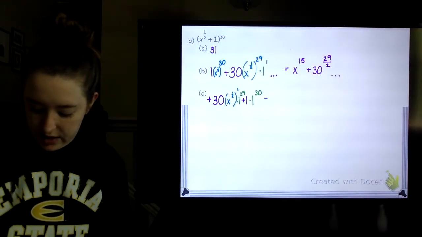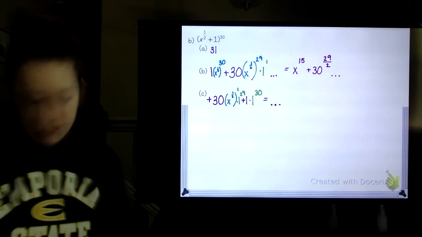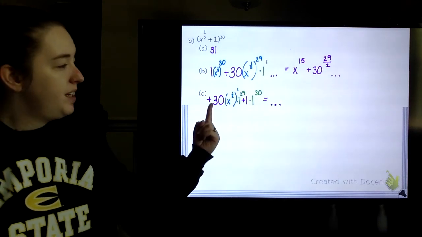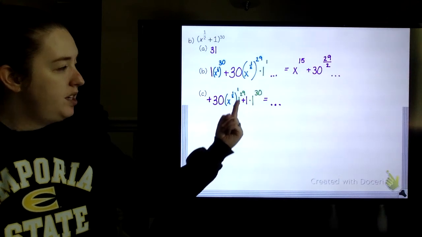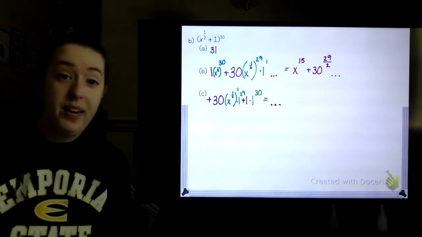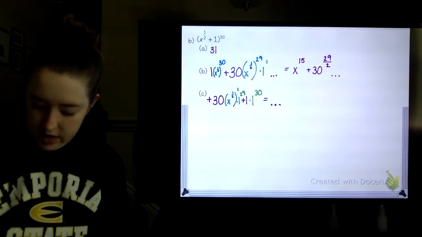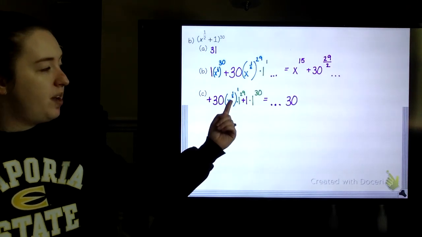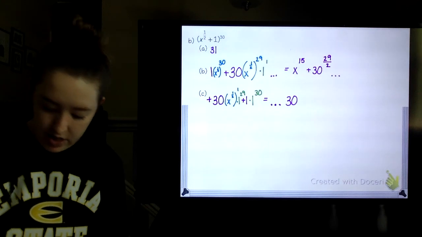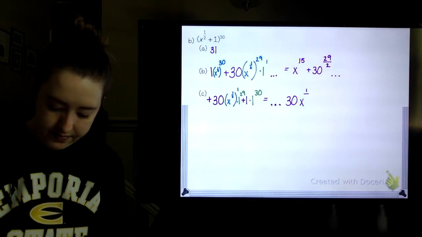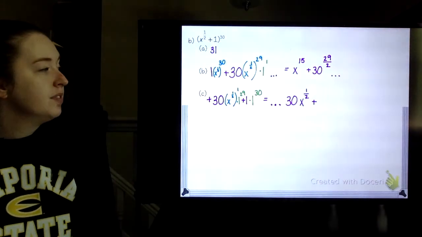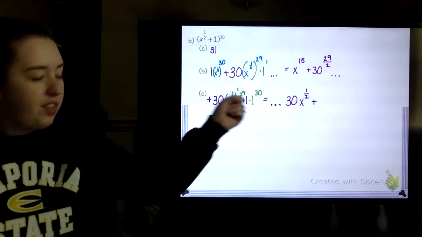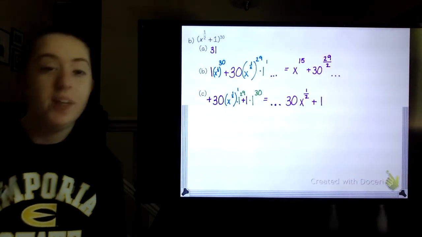Okay, and then our last two terms, so we had some stuff before that. I'm going to have to take 30 times 1 to the 29th. So 1 to the 29th is just 1 times 30 is 30. And then I have x to the 1/2 to the first is just x to the 1/2, plus. And then I have 1 times 1 to the 30th is just 1.